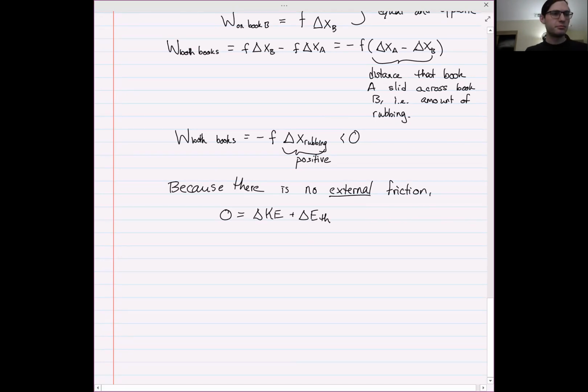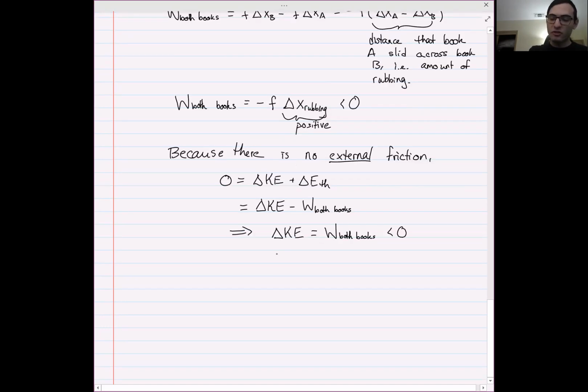And we know that delta E thermal is equal to the negative of the work done by internal non-conservative forces. This is minus the work done on both books, the internal work done on both books, which tells us that the change in kinetic energy is equal to the combined work on both books, and that's less than 0, which tells us that the final kinetic energy is less than the initial kinetic energy.